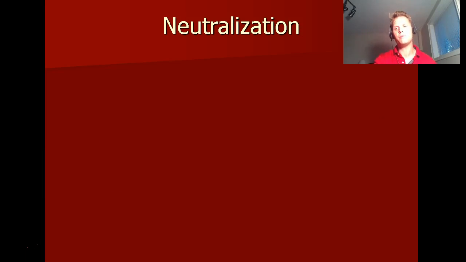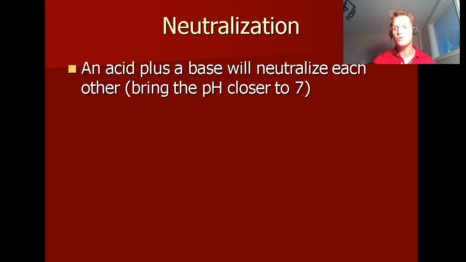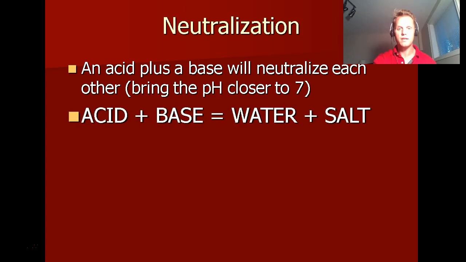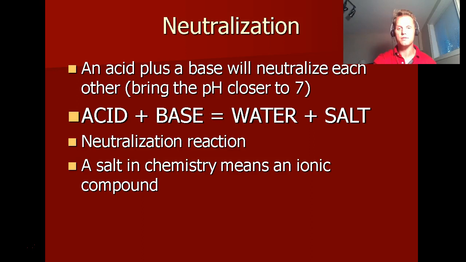Well, if we spill some acid or base, what can we do if this stuff is so dangerous? Well, the answer is we can neutralize it. Neutralize means bringing a pH closer to 7. We know that if we have an acid plus base, we're actually going to make water plus salt. A salt in chemistry is an ionic compound.